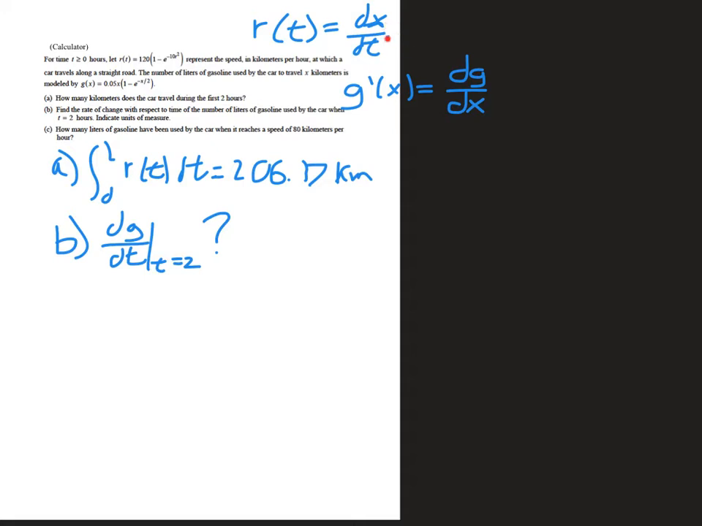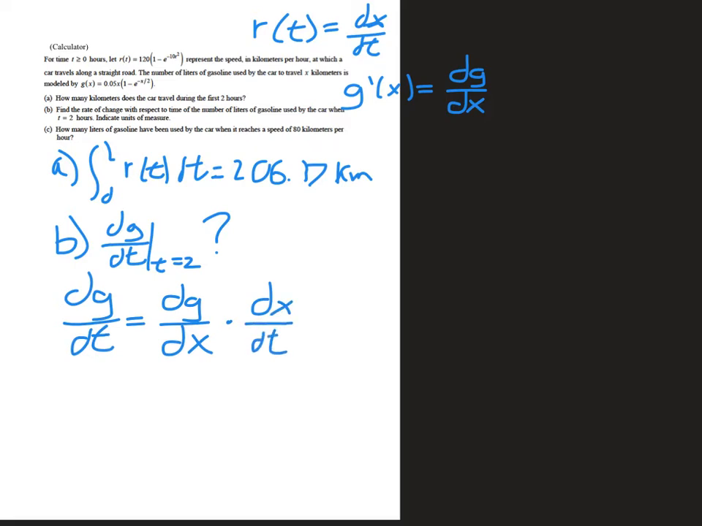But if I multiply these two things together, the dx dt in the numerator and the dx in the denominator will cancel out, leaving me just dg over dt. So that will give me what I want if I multiply these. So let's do that. dg dt, which is what I'm trying to figure out, is going to equal dg dx times dx dt.